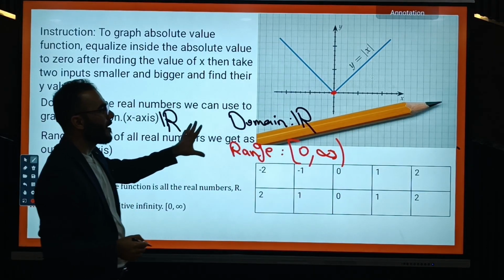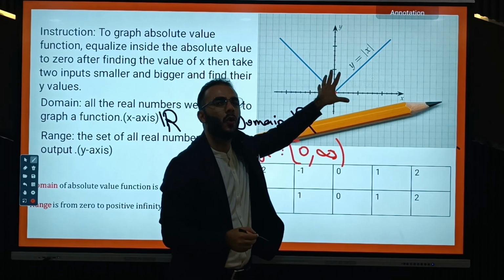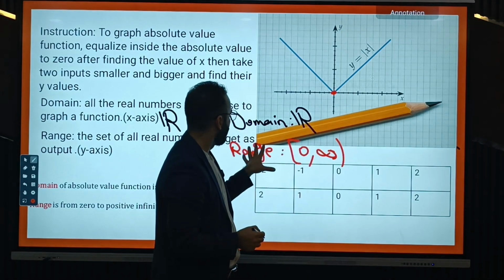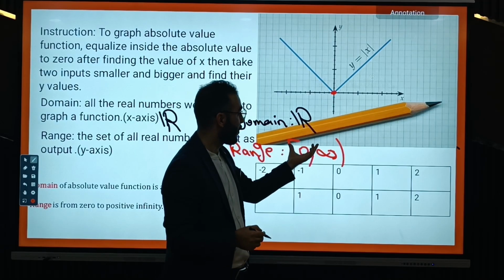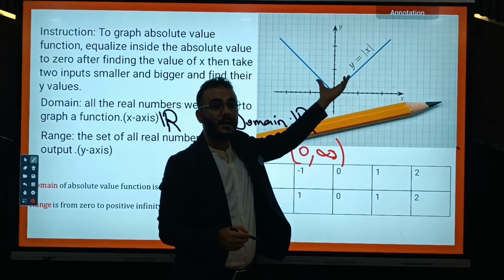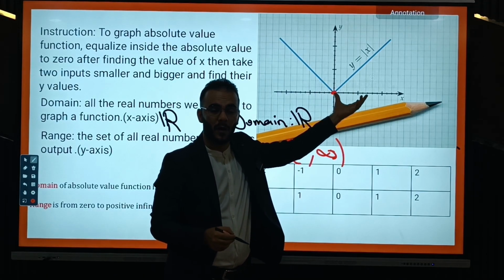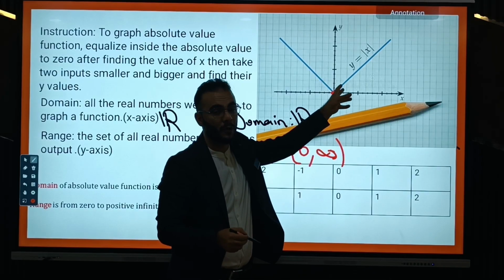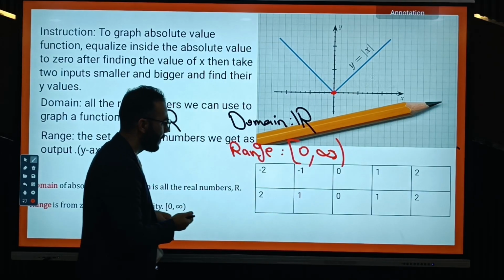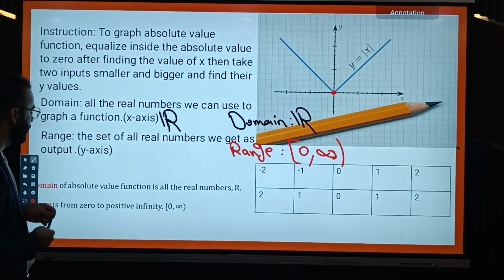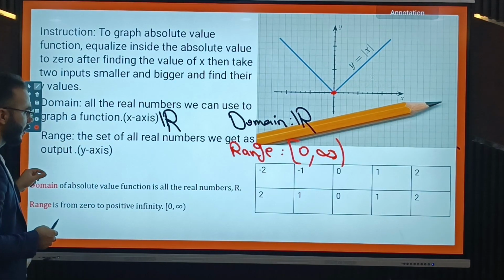So the domain of our absolute value function is all the real numbers. And for the range, it's from 0 to positive infinity. That is for the range of a parent function of absolute value. So if we add, subtract, or multiply numbers, of course it's going to change. So let's see the questions that we are going to deal with.